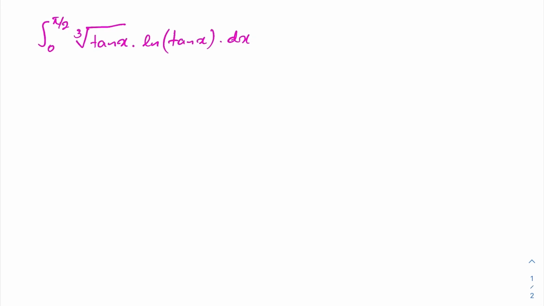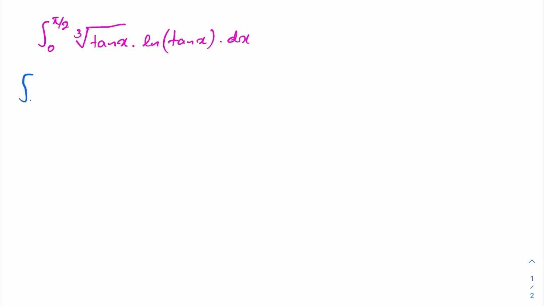In this video, we are going to solve this interesting integral: the integral from 0 to pi over 2 of the cube root of tan of x times the natural log of tan of x. Okay, how to begin? Well, as a first step, I'm going to define the integral.